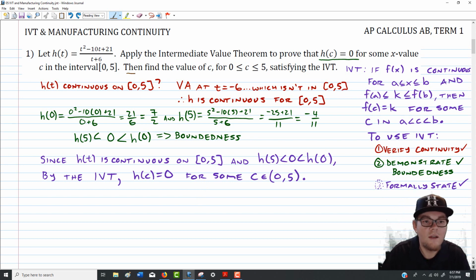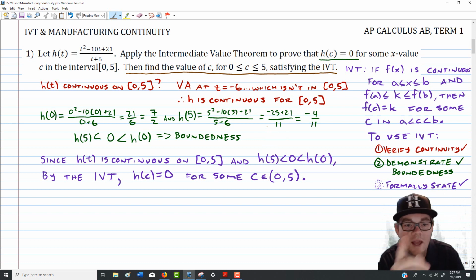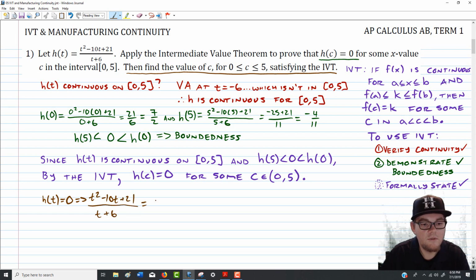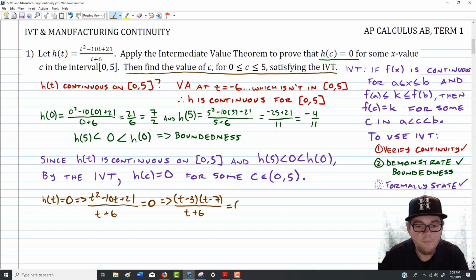That leaves us one last piece. It says then to find the value of c that satisfies the intermediate value theorem. I'm not going to ask you to do this every single time, but for here it feels appropriate. So we want to figure out where h of t is equal to 0, which means we want to figure out where t squared minus 10t plus 21 over t plus 6 is equal to 0. Factoring, that numerator looks to me like it factors to t minus 3, t minus 7. And the denominator is t plus 6, so nothing cancels out, which is fine. That means we have two values that make h of t equal 0: t equals 3 and t equals 7.